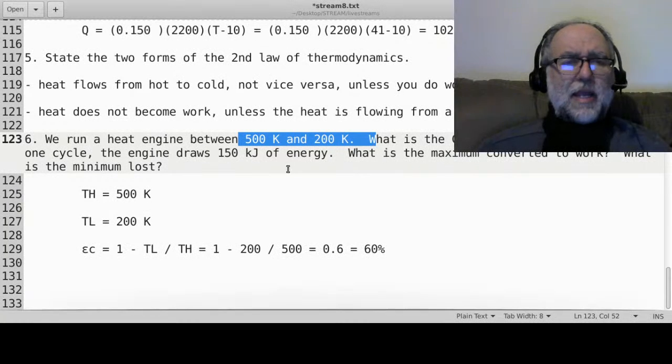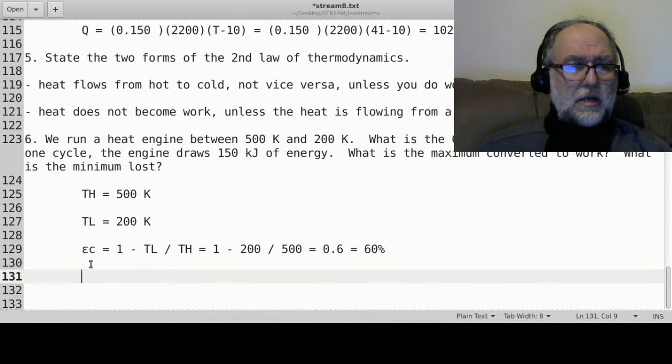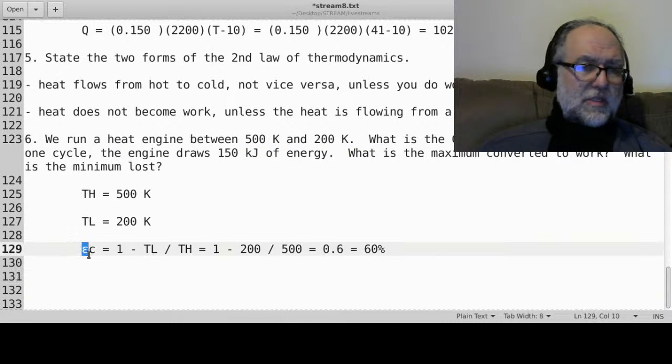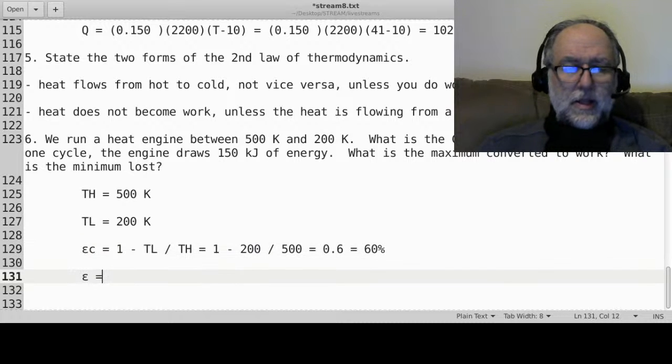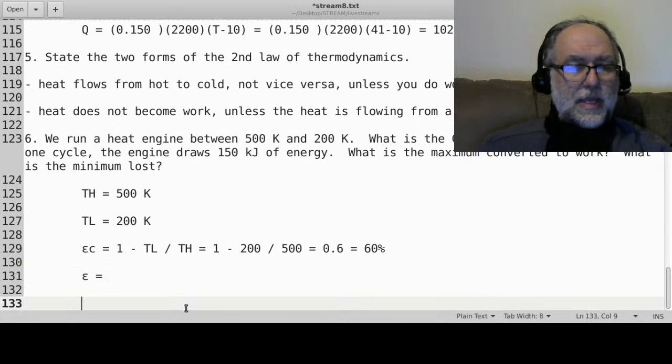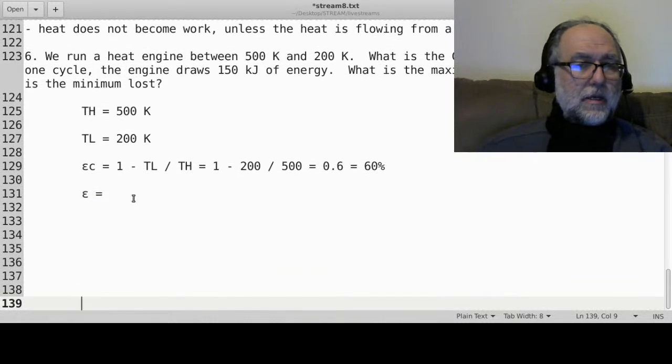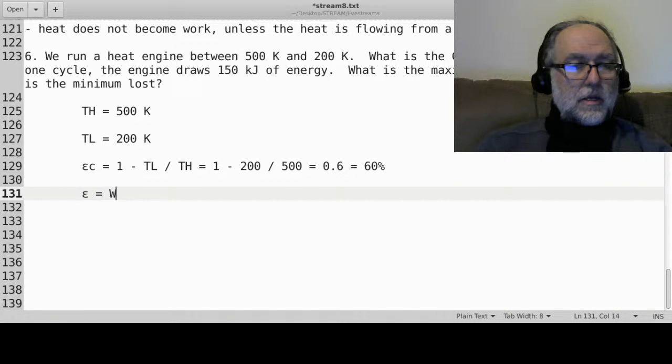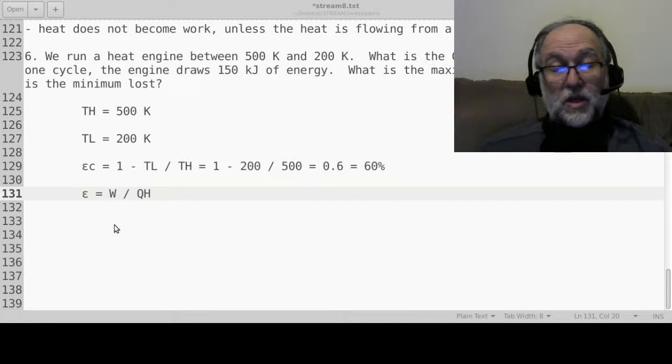Now, what does that 60% mean? The true efficiency, the actual efficiency, which is just given the symbol epsilon, is going to equal the amount of work done divided by the energy, the heat absorbed from the high energy reservoir. That's just what you mean.